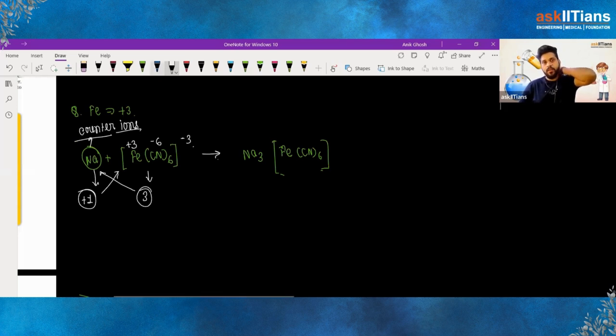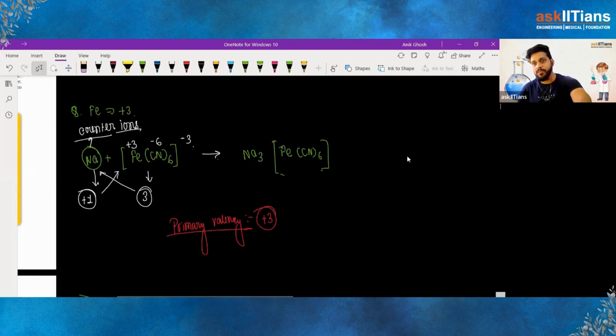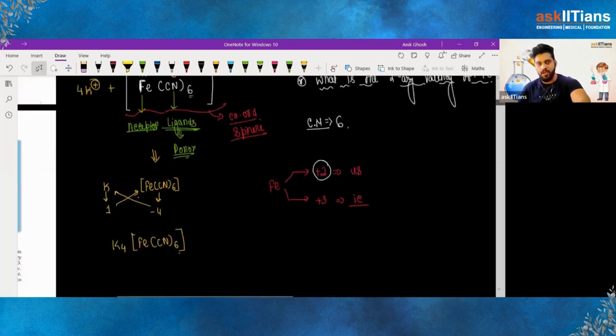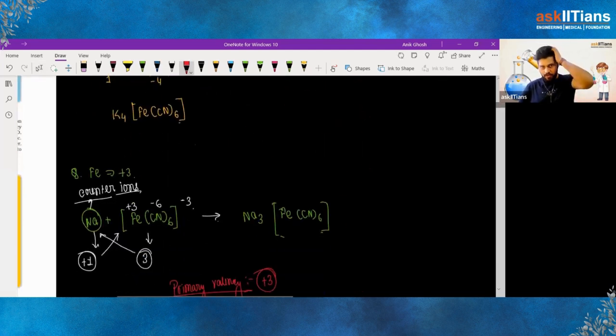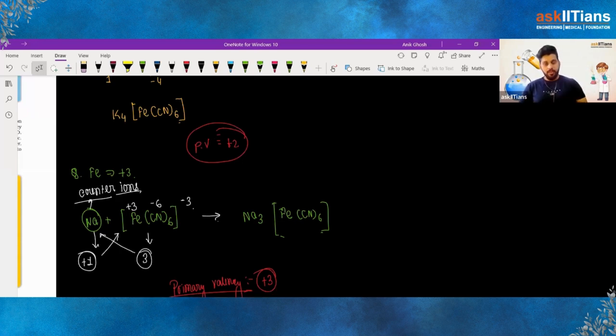Now, coming to the question, primary valency. What is the primary valency? Like I told you guys, primary valency is the charge on iron. Like for this question, the charge on iron is plus 3, so that is the primary valency. And in the previous question, what was the charge on iron? If you notice, that was plus 2. So primary valency over here is plus 2. So it's the charge on that. That's called the primary valency. Okay, guys, clear so far?